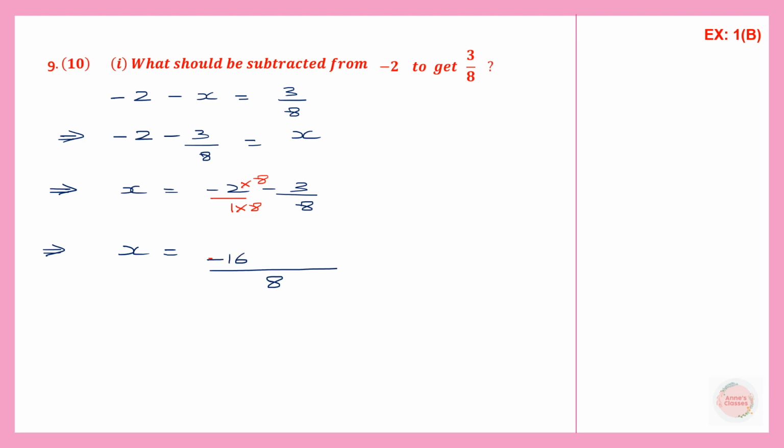Now look at the second rational number, minus 3 by 8. 8 is the same, so we write this as it is, minus 3. So now we can find the value of x. X is equal to minus 16 minus 3. Signs are the same. Put the same sign and add. 16 plus 3 is 19. 19 by 8. So we have our answer. X is equal to minus 19 by 8. So that is a rational number that should be subtracted from minus 2 to get 3 by 8.